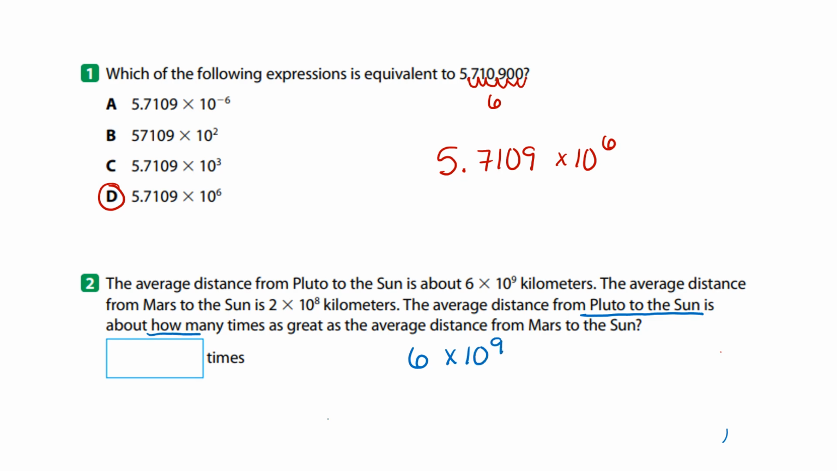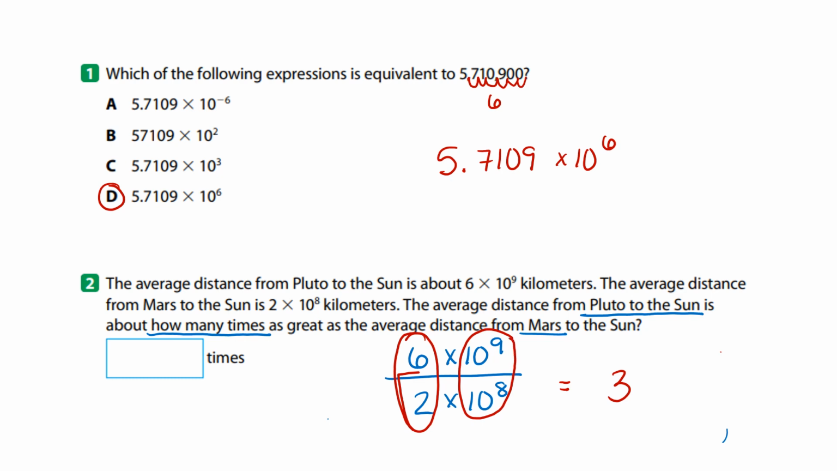The question asks how many times, which tells us it's a division problem. And we're dividing by Mars, which is 2 times 10 to the 8th. We start by dividing our numbers. 6 divided by 2 is going to give us 3. When we're dividing, we subtract our exponents. 9 minus 8 is going to give us 1.